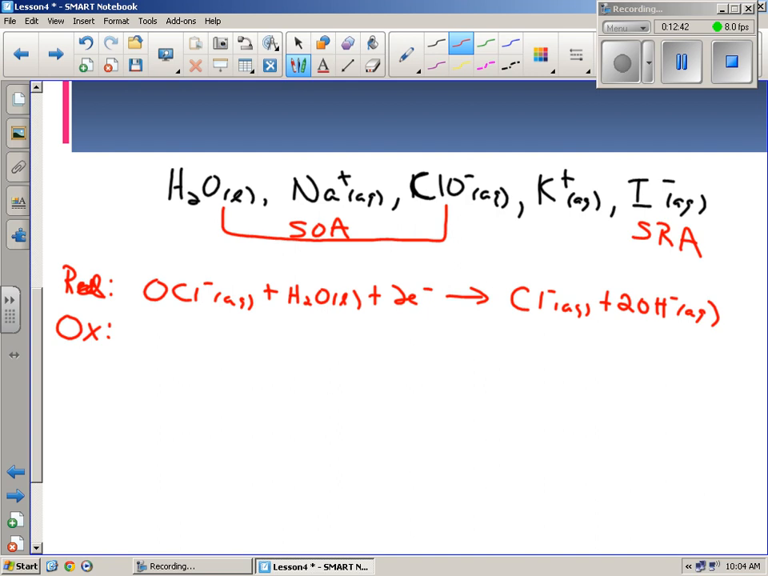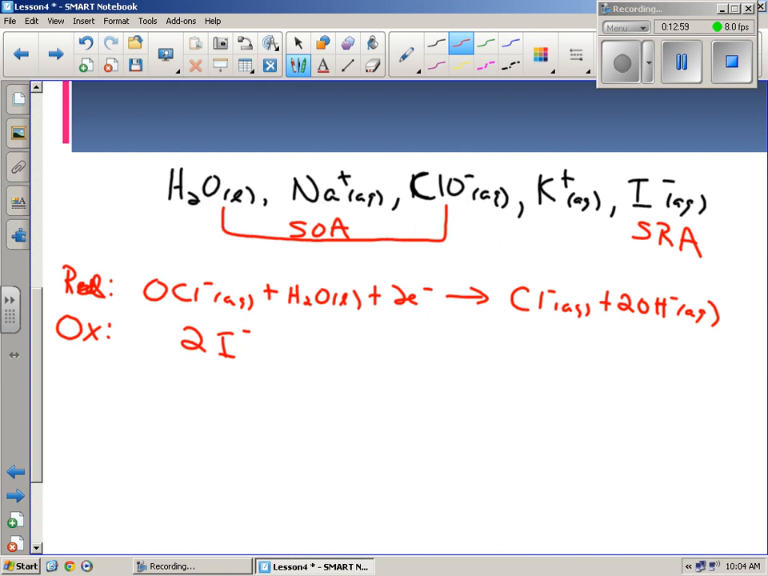And you're not going to write it down exactly like you see it there, because you'd be writing down another reduction half reaction. That doesn't make sense, because you'd have electrons on both sides. So you got to flip it around. That's why they have double arrows there, so you can flip it around. And you're going to write down this instead.